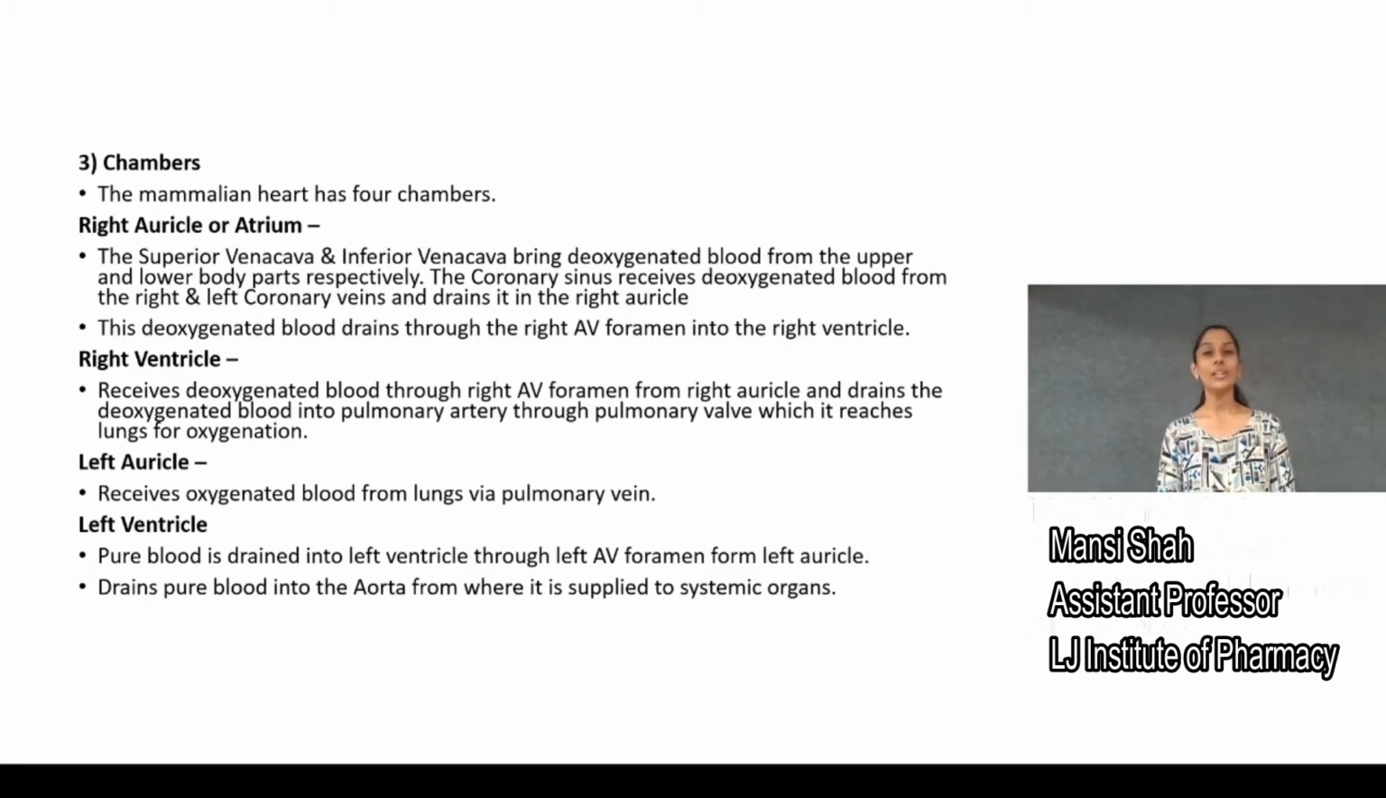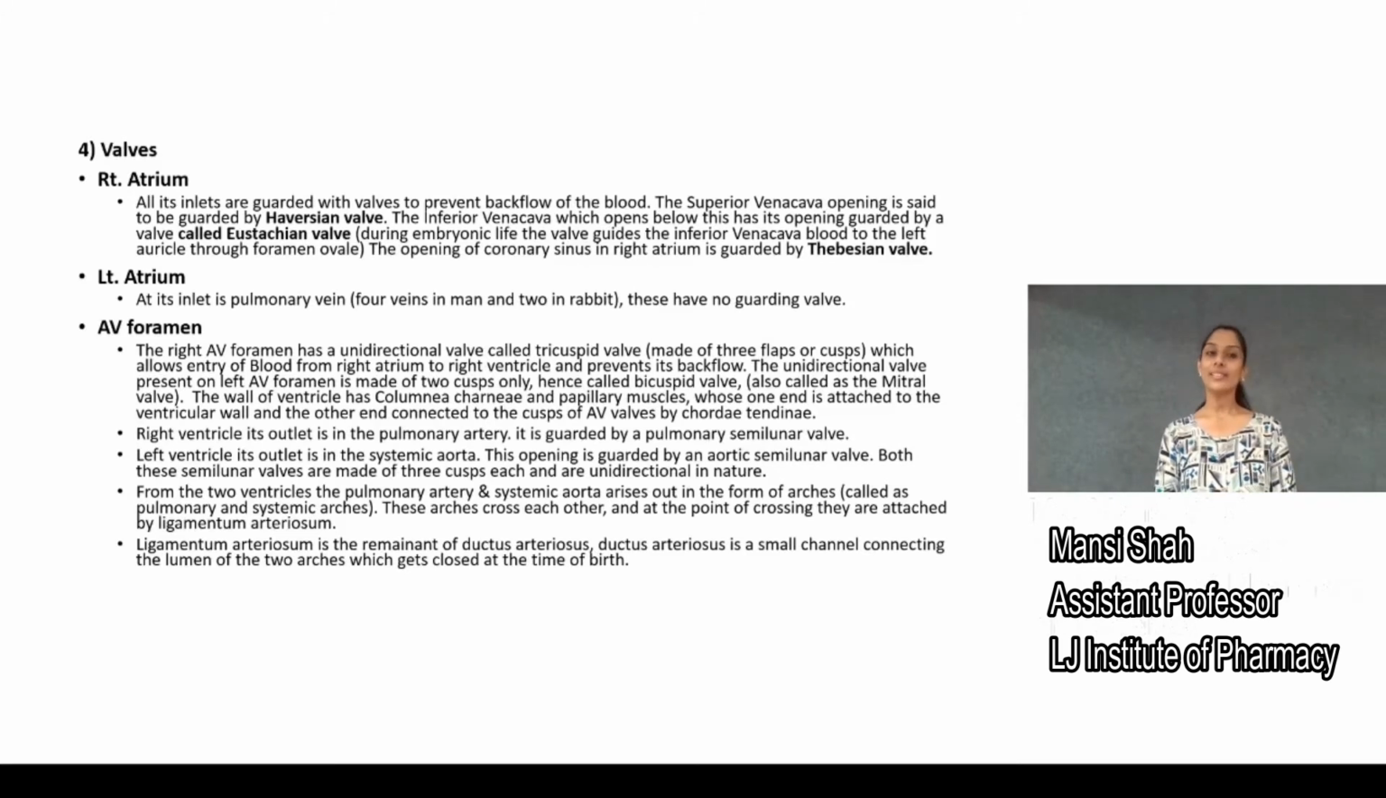Then right ventricle, that is, it receives deoxygenated blood through right atrioventricular foramen, that is AV foramen, from right auricle and drains the deoxygenated blood into pulmonary artery through pulmonary valve, which reaches lungs for oxygenation. Then left auricle, that is, it receives oxygenated blood from lungs via pulmonary vein. Left ventricle, that is, pure blood is drained into left ventricle through left AV foramen from left auricle, which drains pure blood into the aorta, from where it is supplied to systemic organs. The next, that is valves.